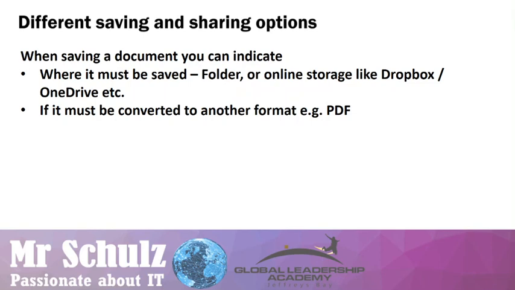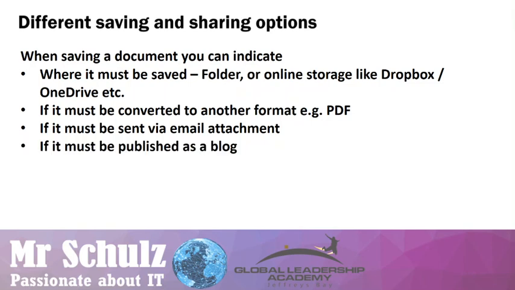That includes, and I will cover that just now, if you have to save the document in an older version, because the person that you're sending the document to does not have the latest version of Office, etc. Then thirdly, you can indicate whether it must be sent via email attachment. So it does not necessarily have to be stored locally or in the cloud, but it could be directly sent via email. It could also be published as a blog.